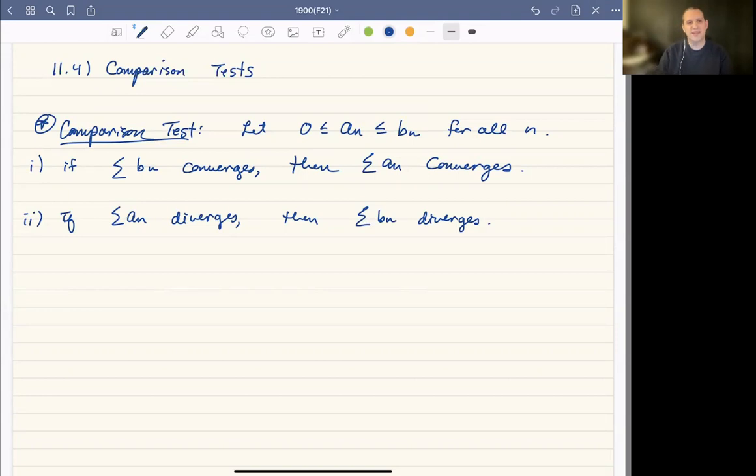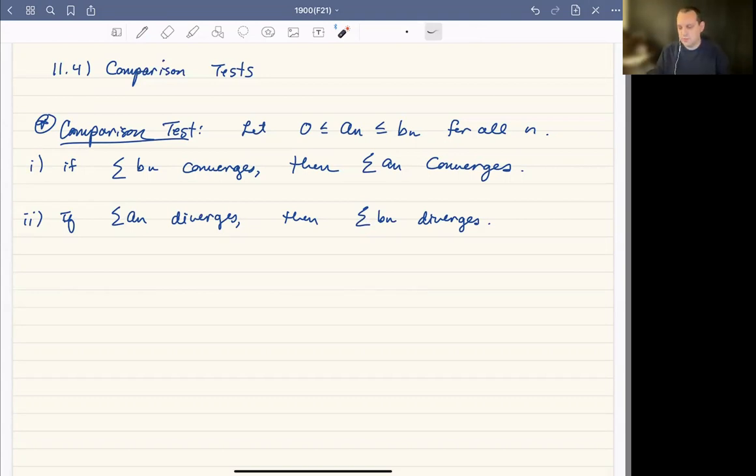There's two comparison tests. The first is what the book focuses on mostly, which is what I like to think of as the comparison test with the inequality, or sometimes just called the plain old comparison test. And what it says is that if you have two sequences, say a sub n and b sub n, and a sub n is always less than or equal to b sub n, and it's important here that both terms are non-negative. But if a sub n is smaller than b sub n for all n, then we have some relationship between the convergence of the sum of a sub n and the sum of b sub n.